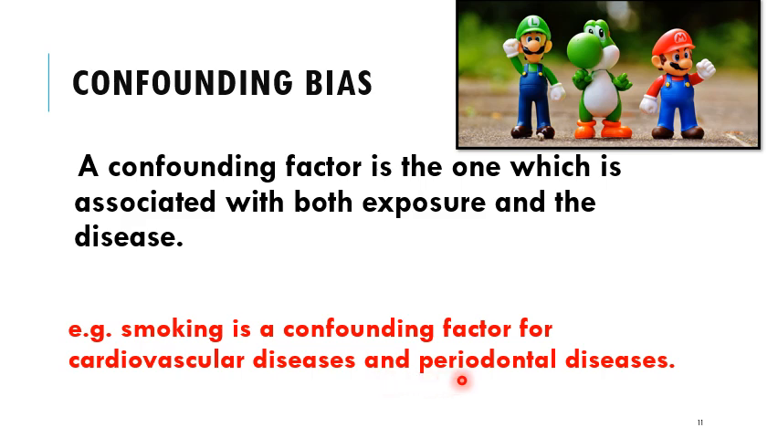So whether the association between periodontal disease and cardiovascular disease is because of the smoking, or there is a true interrelationship between these two diseases, will be masked by the confounding effect of smoking. So we have to eliminate smokers from our study groups, or we have to have an equal number of smokers in both the test as well as control group to eliminate confounding bias.